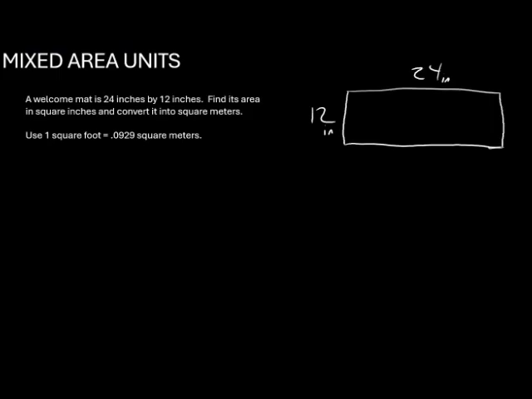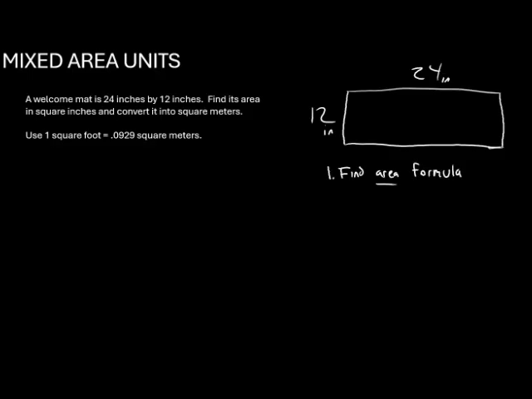Here we'll be dealing with mixed area units. We have a welcome mat that's 24 inches by 12 inches. We're asked to find its area in square inches and then convert it to square meters. The first thing we'll have to do is find a formula that could give us the area.